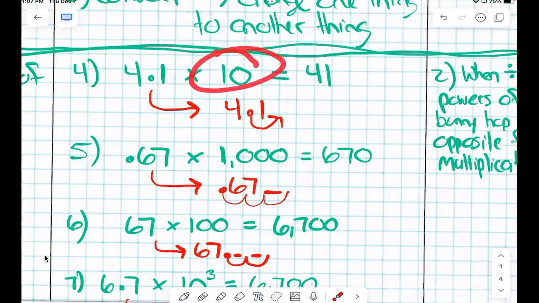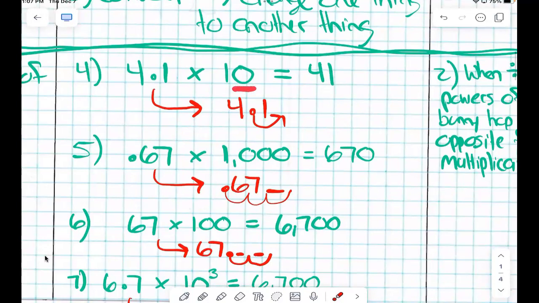If I multiply it by 10, is 10 a power of 10? If I multiply it by a power of 10, which way am I moving the decimal point? How many places? How do I know I'm only moving it one place? So if I move it one place to the right, my decimal point ends up right there, right? And my new answer is?